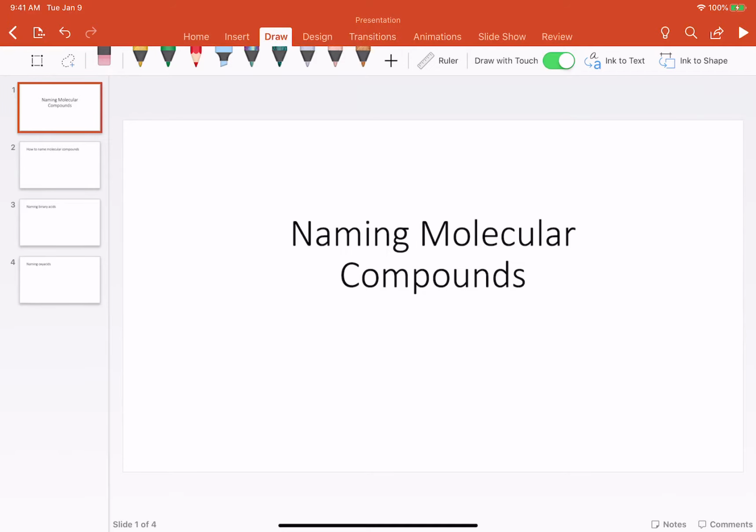In our previous class, we went through all of the naming conventions for naming ionic compounds. Now we're going to focus on naming molecular compounds, and these ones are a little bit different, but they're actually a little bit more simple than naming ionic compounds.